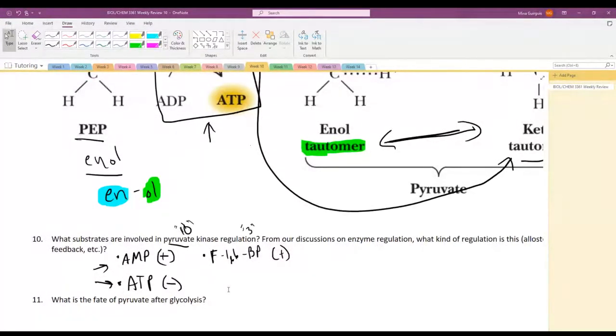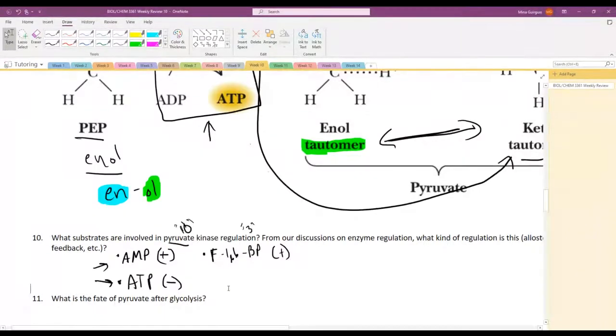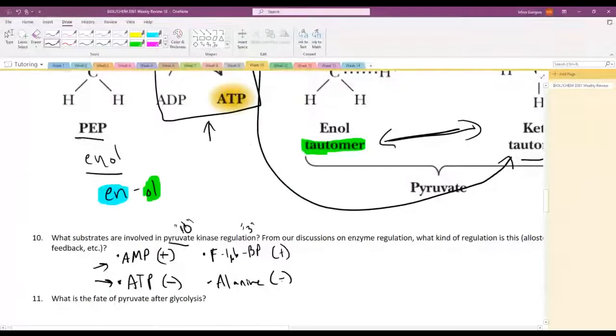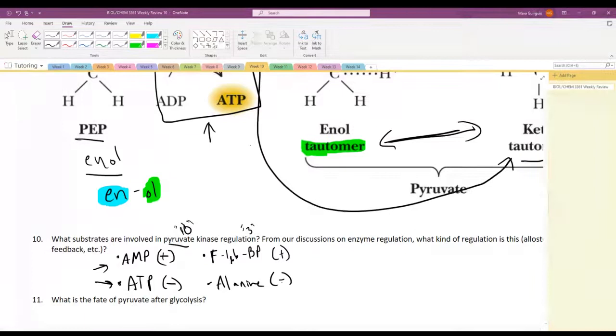There's one more thing that inhibits pyruvate kinase, or one more allosteric regulator, and that's alanine. So the amino acid we learned about earlier inhibits pyruvate kinase because alanine is made from pyruvate within one step. So if we have too much alanine, we don't want too much pyruvate, so we inhibit PK, or pyruvate kinase. There's also a lot of other regulation. You can have covalent modification like phosphorylation, stuff like that, and it's a bit complicated.